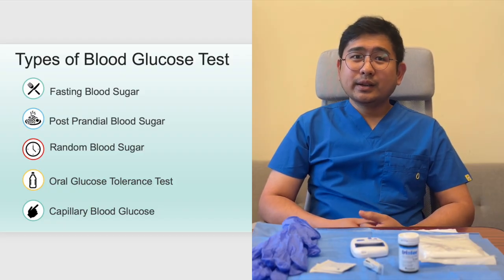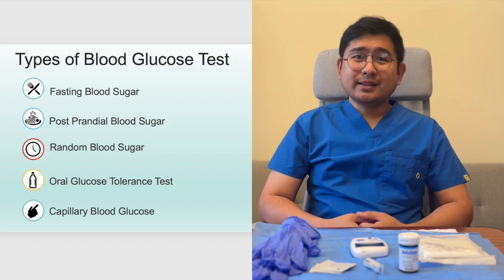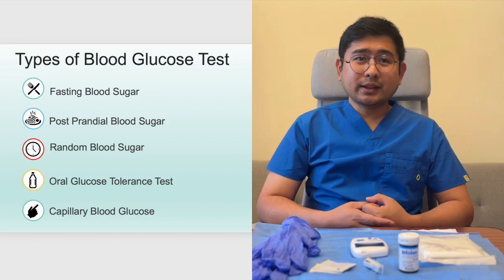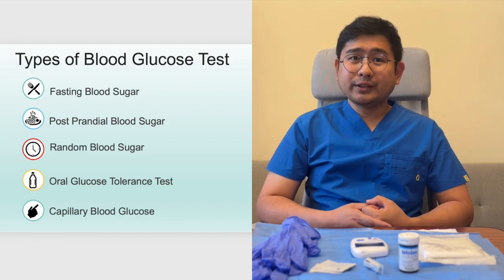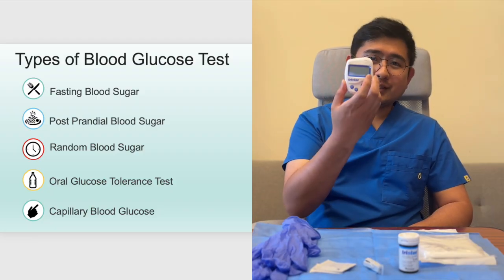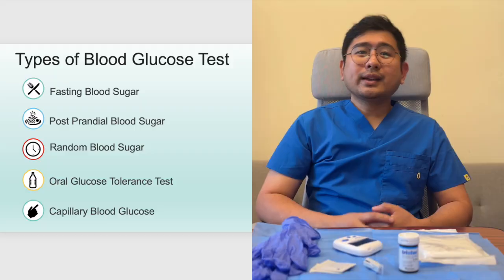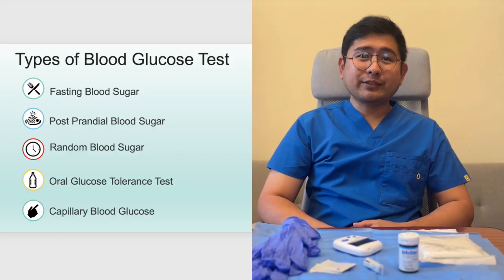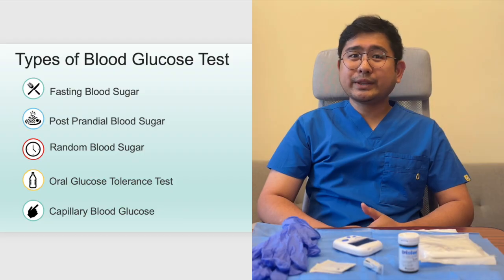And lastly, capillary blood glucose testing. This is what we'll be focusing on today. It involves obtaining a drop of blood from a fingertip using a lancet and measuring it with a glucometer such as this one. It's a quick, minimally invasive, cost-effective method used for point-of-care monitoring, especially in hospitalized or diabetic patients.